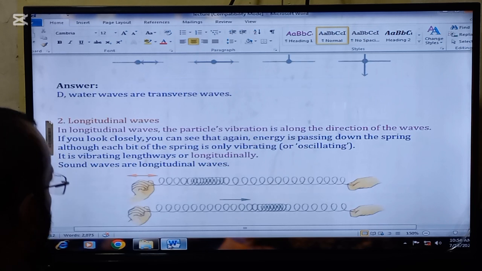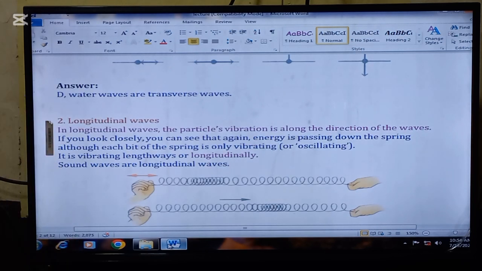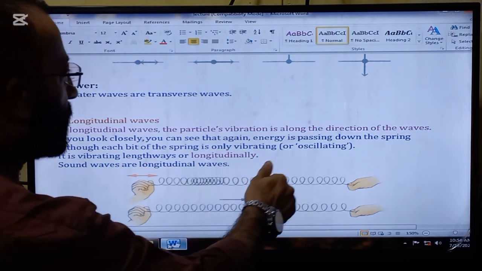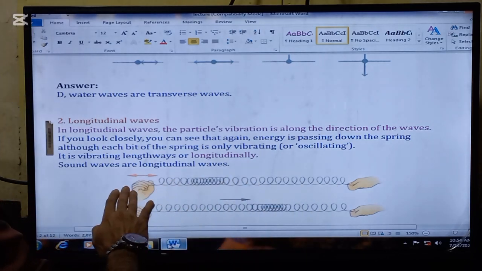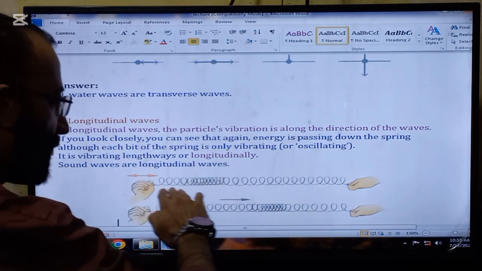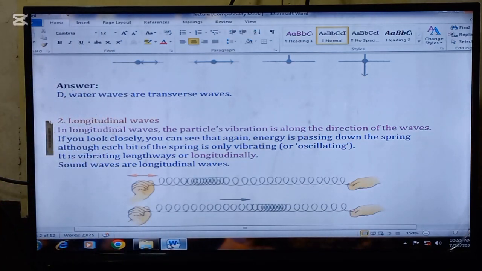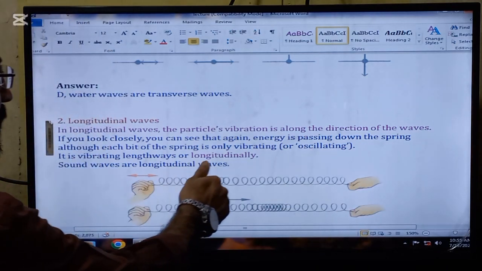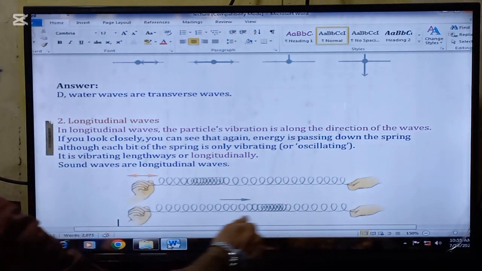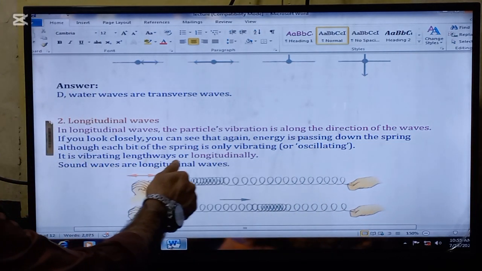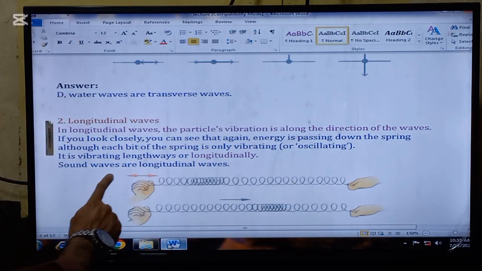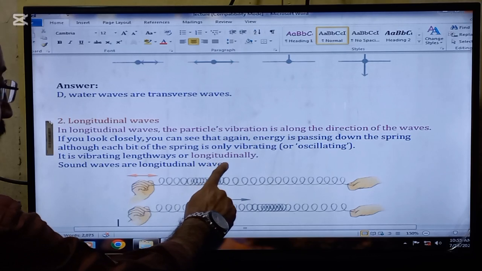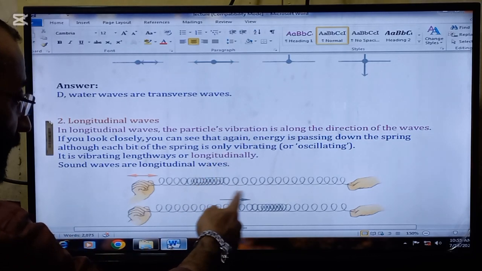Number two type of the waves is longitudinal waves. In longitudinal waves, the particle's vibration is along the direction of the waves. So if this is the direction of the waves, the particle vibration is along the direction of the waves. If you look closely, you can see again energy is passing down the spring, although each bit of the spring is only vibrating or oscillating. It is vibrating lengthways or longitudinal. So the particles move like this.